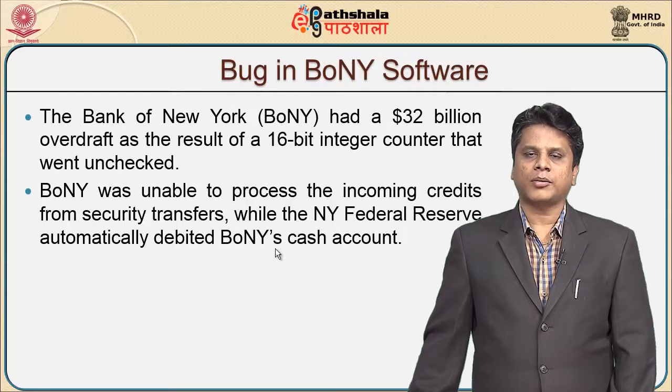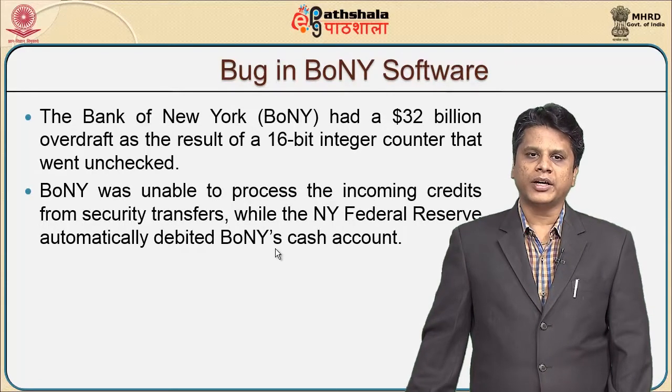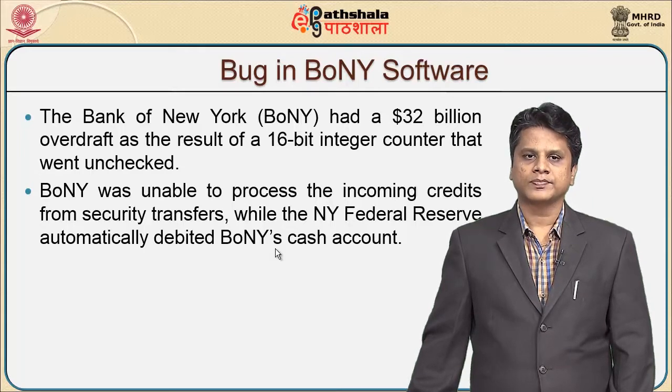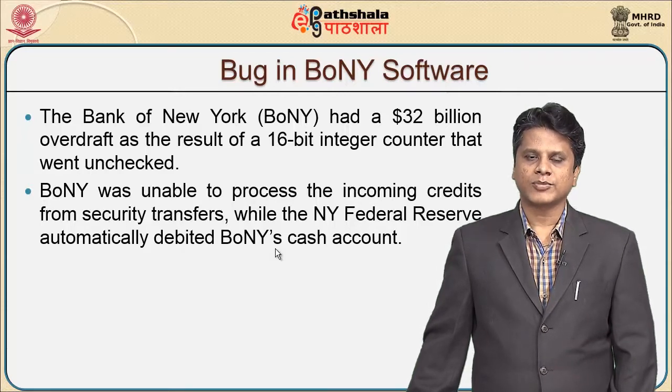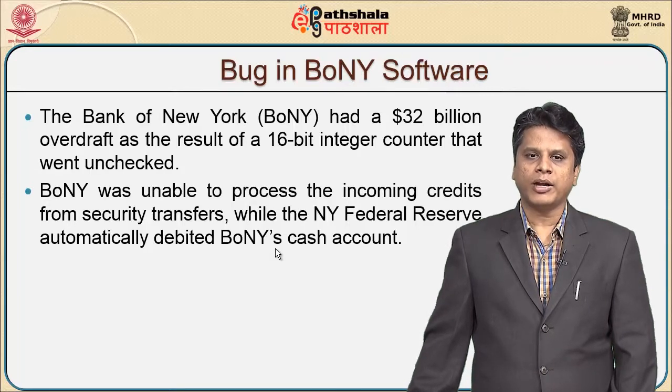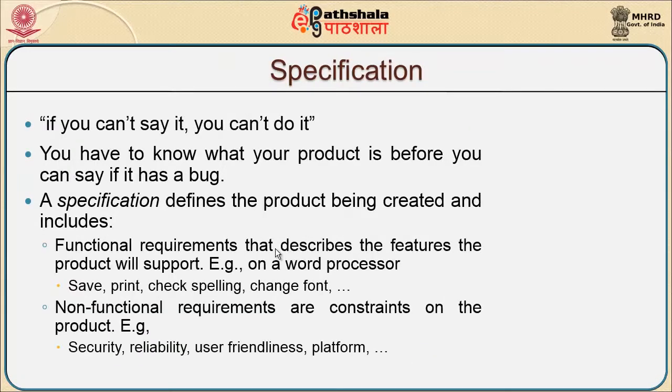And there is another bank related bug which appeared at the Bank of New York, which had a 32 billion overdraft as a result of a 16-bit integer counter that went unchecked. The same Bank of New York was unable to process incoming credits from security transfers, while the New York Federal Reserve automatically debited the New York cash account. So all these are said to have produced adverse effects purely because of faulty execution of software.